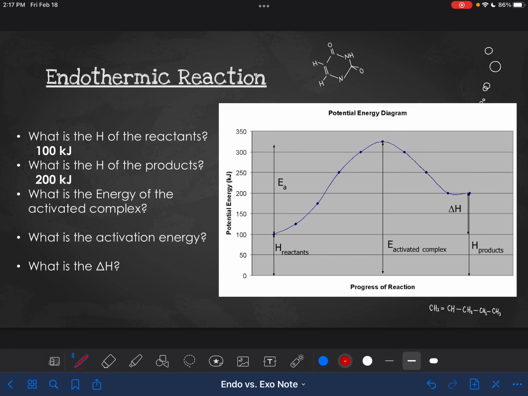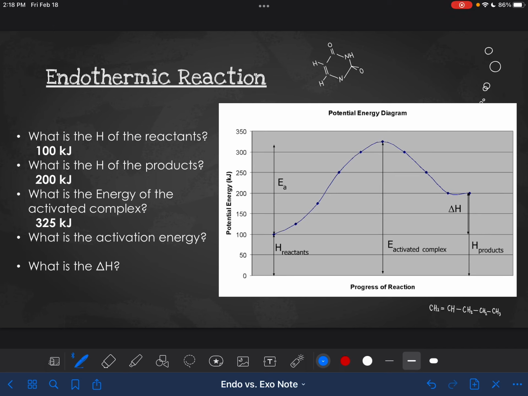Now, how about the energy of the activated complex? Well, remember, the activated complex is the peak. So that's going to be located right here. So if we were to look at it, that's around, let's say, 325, since it's in the middle. It can be a different number if you want, that's fine. Somewhere around that number would be perfect. So the answer for the peak, the activated complex, is going to be 325 kilojoules.